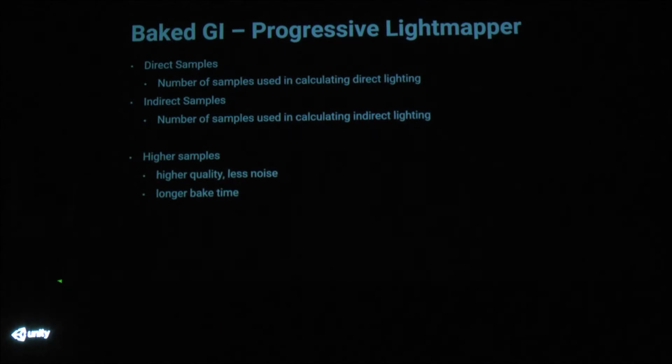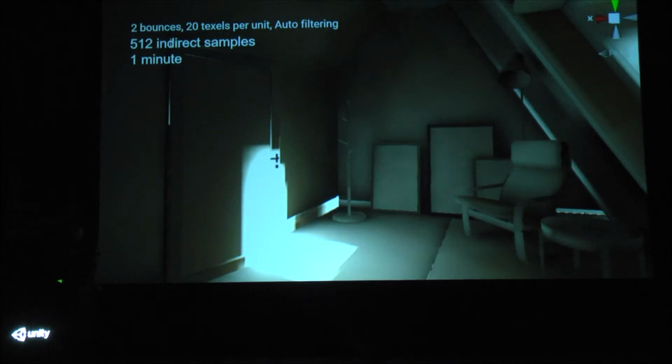Direct samples and indirect samples. So this basically determines the number of samples used in calculating your direct and indirect light. So higher samples means you have less noise, but increases your bake time. So again, let's take a look at some examples.